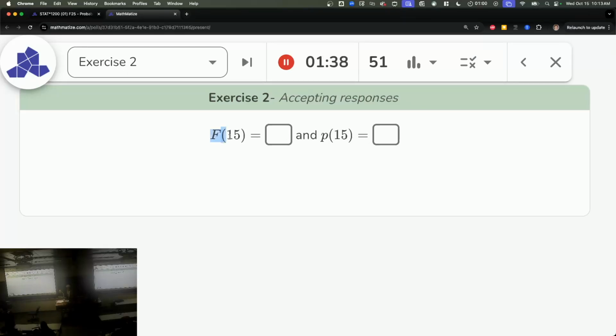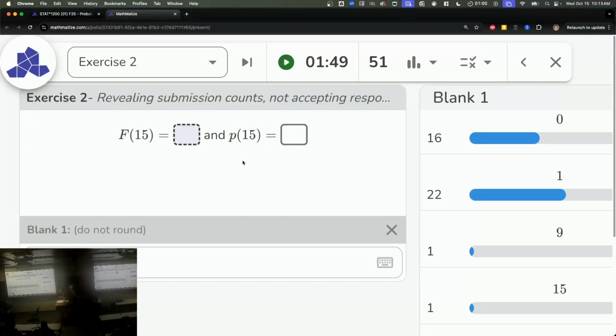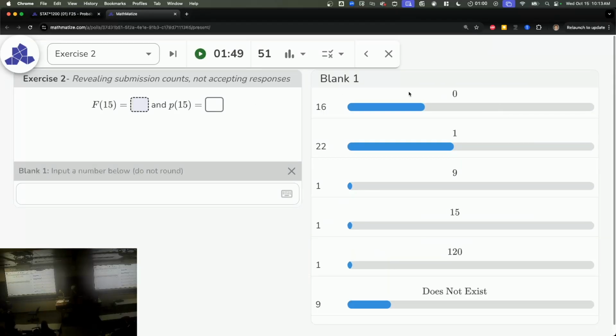Capital F of 15, and again, we're talking about the sum of two dice. And you have to know that capital F is the cumulative one, and lowercase p is the probability mass function, the distribution function for a discrete random variable. What did people say? Let's take up P of 15 first. Ooh, this is exciting. What a good split. 16 people think it's 0, 22 people think it's 1, and 9 people identified that they don't know. Does not exist means they don't know. So that's a nice split. I think we don't know the answer for F of 15.